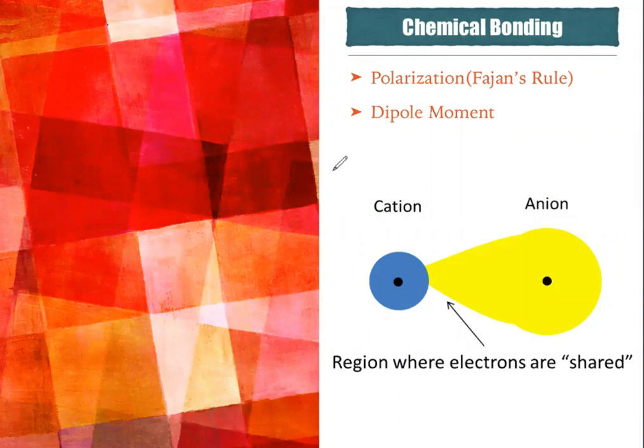In this video lecture, we are going to discuss the next part of chemical bonding: polarization and dipole moment. You might have seen this kind of picture. This is called polarization. In the further slides, we are going to discuss the details of this polarization, how the shifting of electrons occurs in the anion. We will also discuss the dipole moment. So without a doubt, let's start.